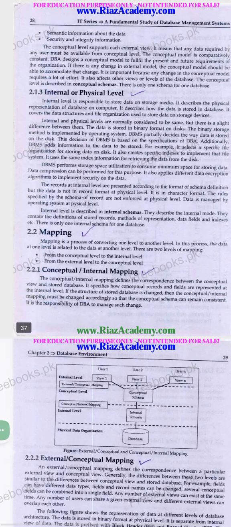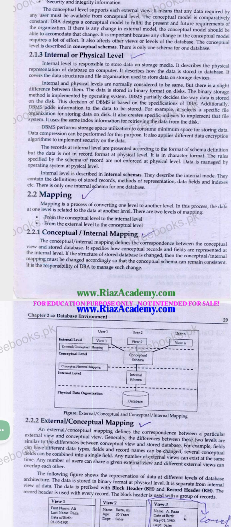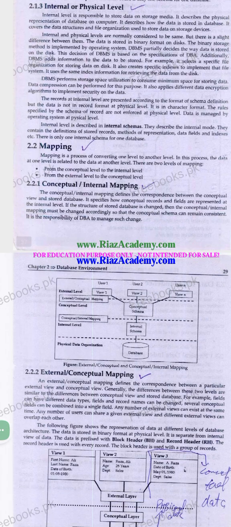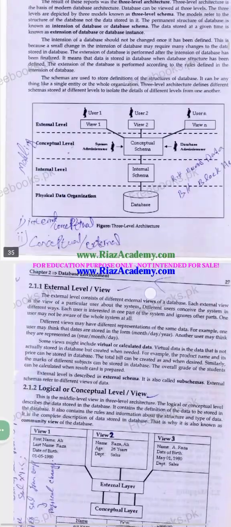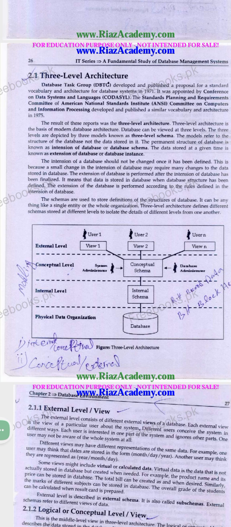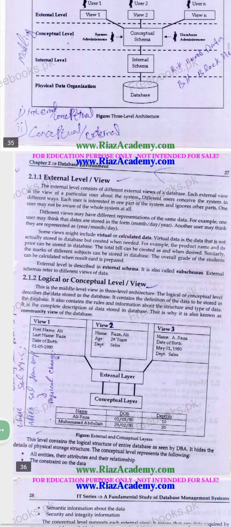Next, the key point: the internal level focuses on efficiency, performance and physical storage details. How the actual data will be stored and where it will be stored is decided on this level. Topic 2.1 is cleared now. Hopefully this topic is completely cleared. In the three-level architecture, we have three levels and we already discussed the user level, conceptual, internal and physical database representation.